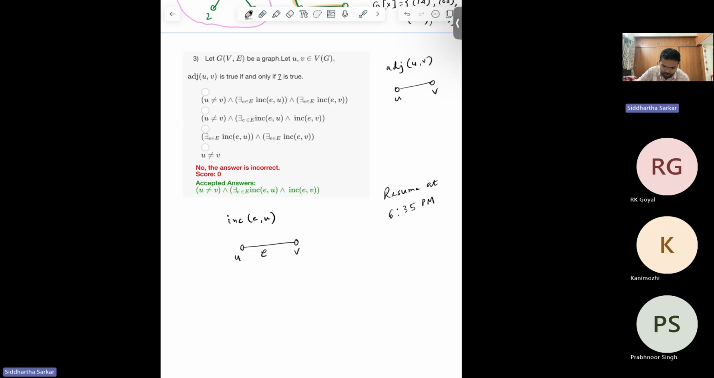Whereas in the first option, one would be tempted to consider that there is some edge which is incident to u and there is some edge which is incident to v. So it may possibly happen that there is an edge like this and an edge like this, but that doesn't guarantee a direct edge between u and v, which we want in edge uv. So therefore, this is the correct answer. So you are right. Fine.